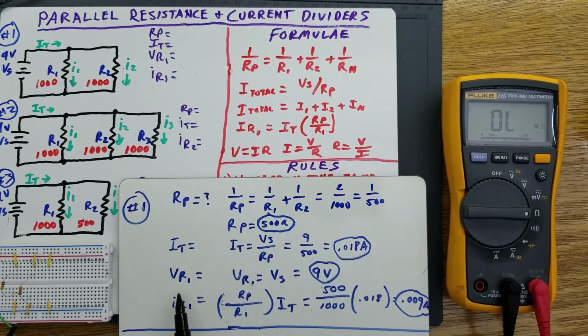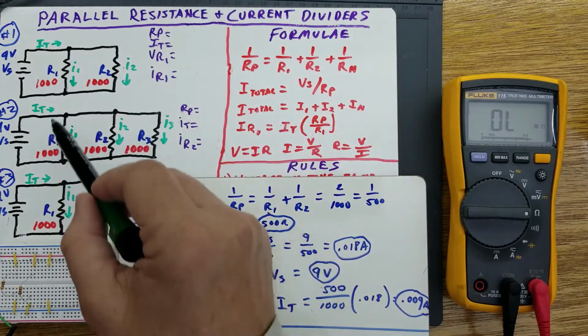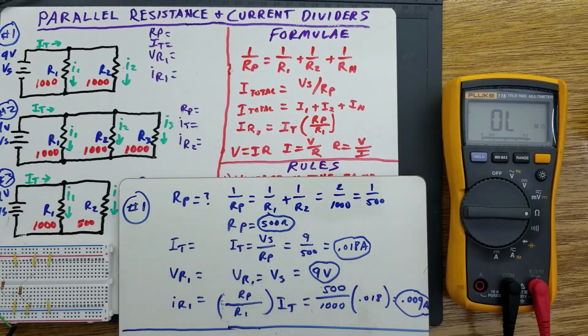Now, what about the voltage across R1 here? Well, that's the simplest of the rules: the voltage across each of these parallel elements is going to be the same. It's going to be equal to the source voltage. So the voltage across R1 here is going to be 9 volts because that's the source voltage.